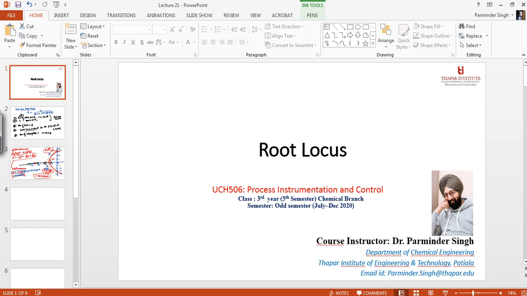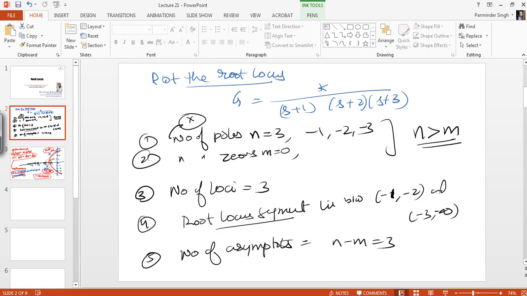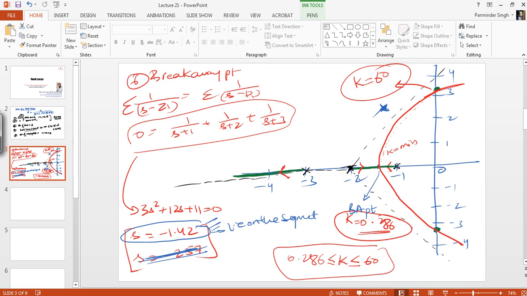Hello students, in this lecture we continue with the root locus. In the previous lecture of root locus we took an example of this open loop transfer function, K upon (s plus 1)(s plus 2)(s plus 3), and we plotted a root locus for this particular system, which was represented by this graph.